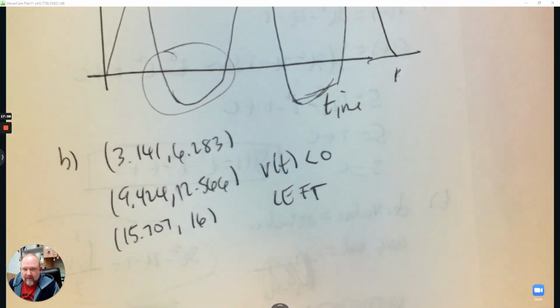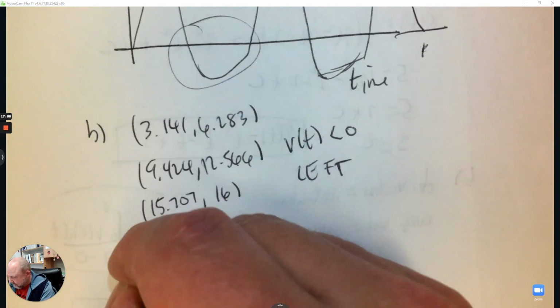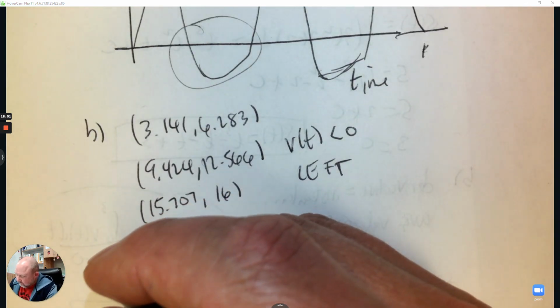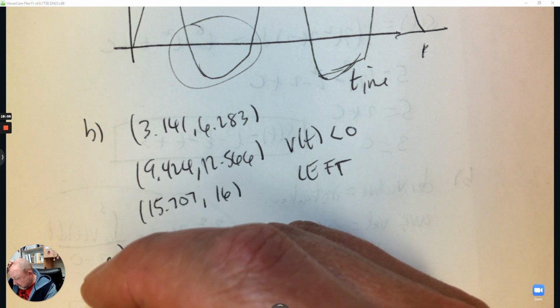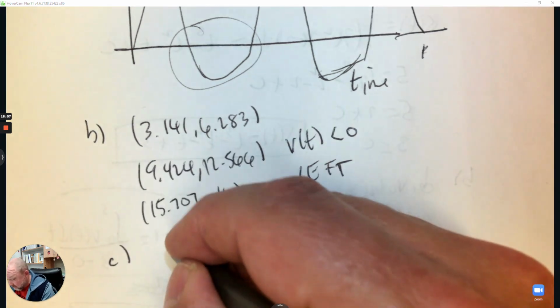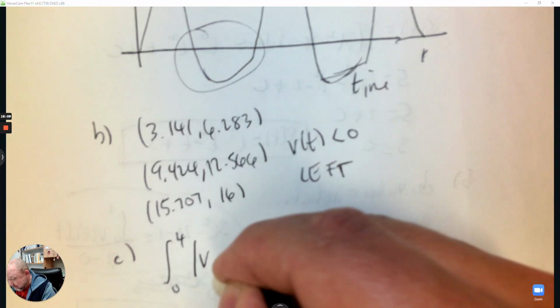Part C. Find the total distance traveled by the particle from 0 to 4. So we're going to use that formula for sure here. So 0 to 4, absolute value of the velocity. Let's do that in one step.